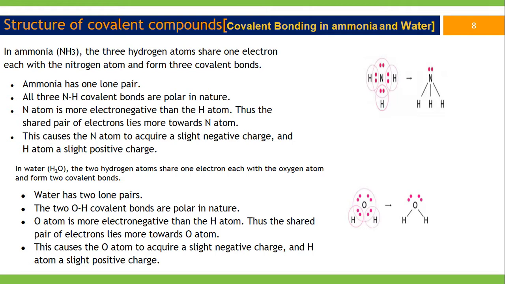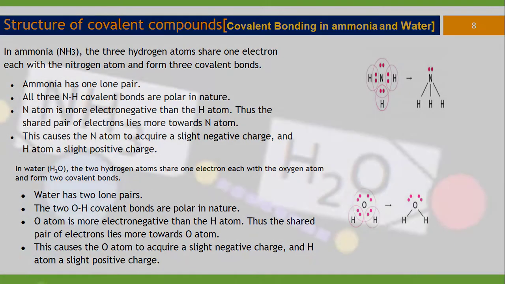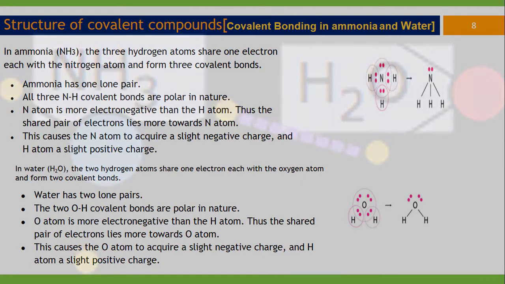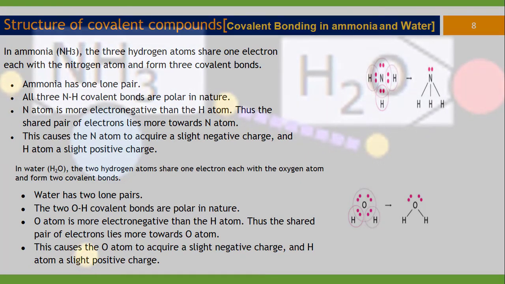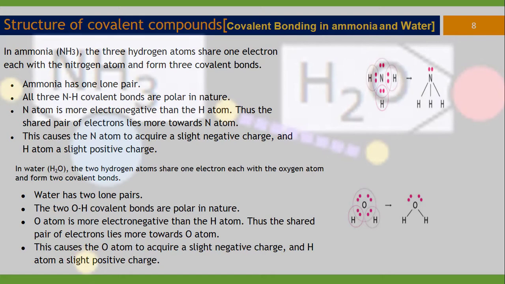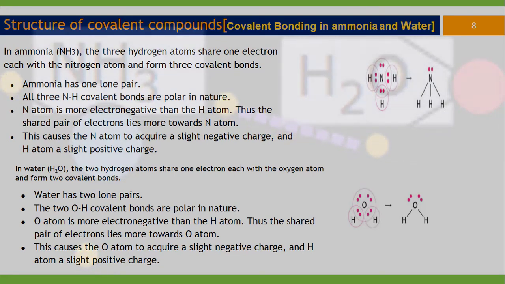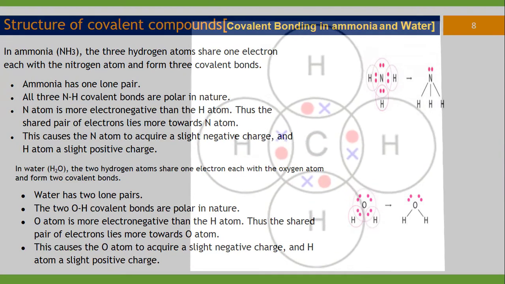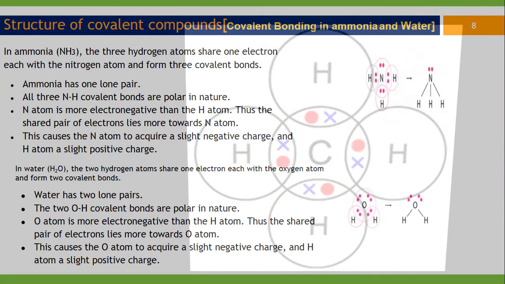Next, about water. In water, its formula is H2O, the two hydrogen atoms share one electron each with the oxygen atom and form two covalent bonds. Water has two lone pairs of electrons on the oxygen.